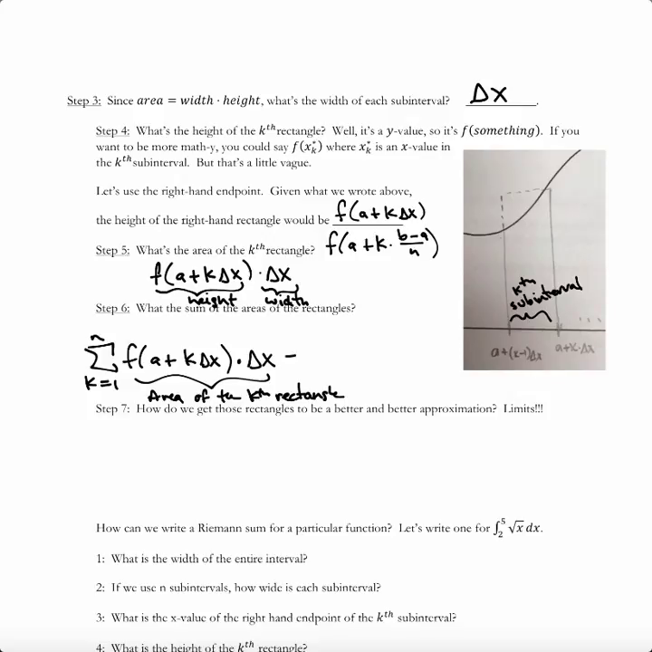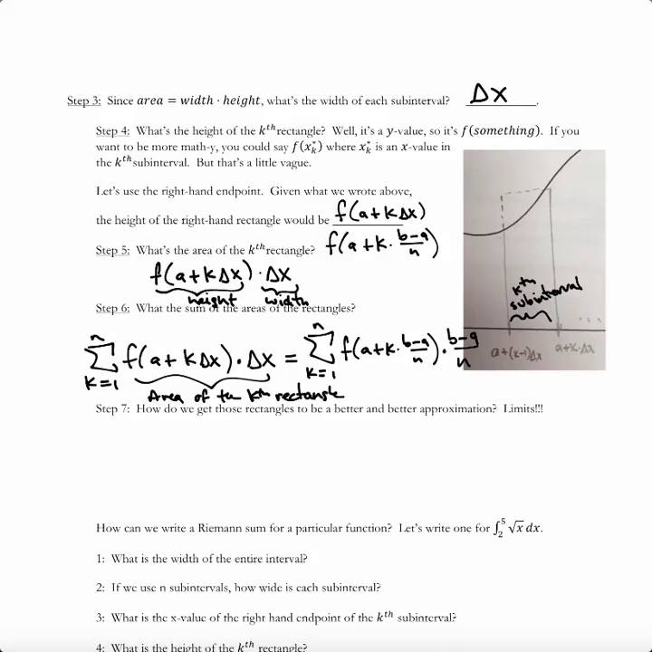I'm also going to write this again, instead of with delta x's, with b minus a over n. So that's the sum from k equals 1 to n of f of a plus k times b minus a over n, times b minus a over n. Note to self, all we have here is that this expression right here, b minus a over n, we discussed that is the delta x, that is the width of each subinterval.